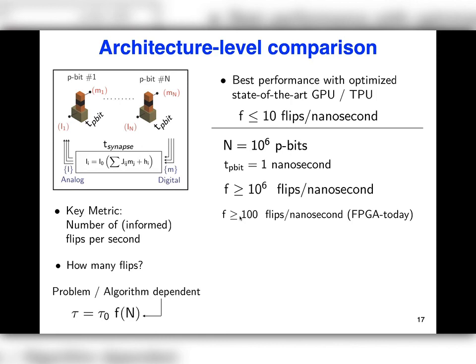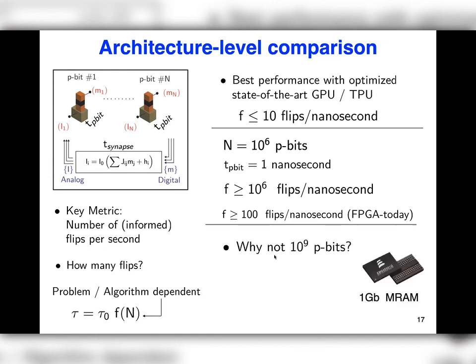And let me just mention that we can reach 100 flips per nanosecond in FPGAs today, but that's really pushing the limits of what can be done in digital FPGA implementations. So you may ask, okay, why not 1 billion p-bits? It is true that people have integrated this device to this MRAM to billion bit densities. Well, of course, the devil is in the details, and we think there are lots of walls to surmount in that case, but this is something that we're currently working on.